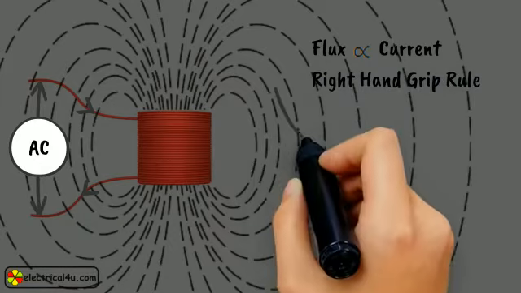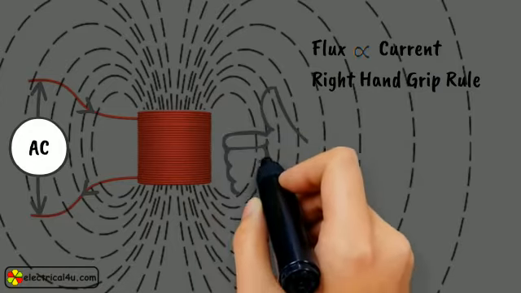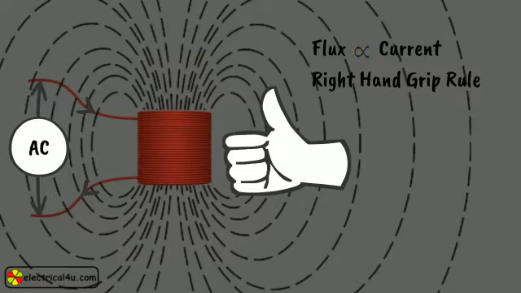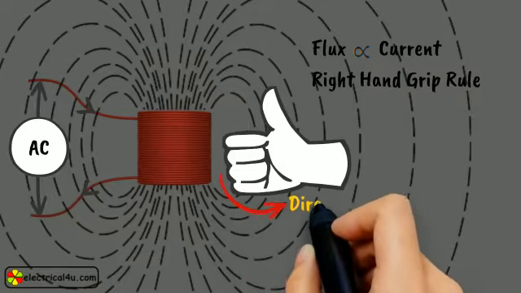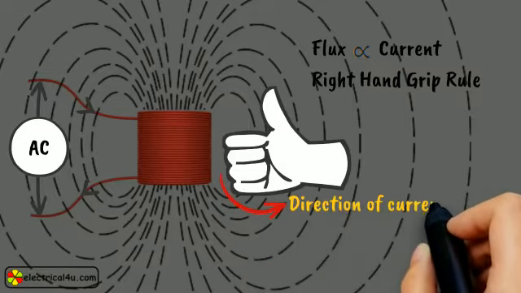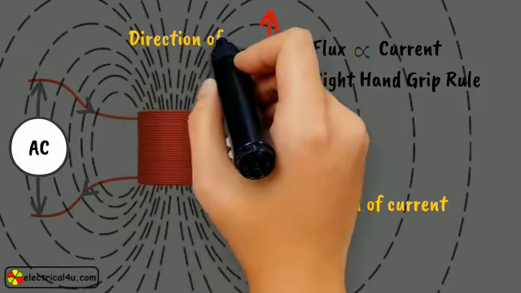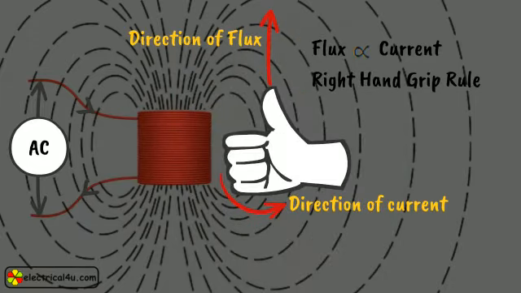This rule states that when we grip our right hand, stretching the thumb along the axis of the coil or winding and the other four fingers along the direction of current in the coil, then the thumb indicates the direction of produced flux inside the coil along the axis.